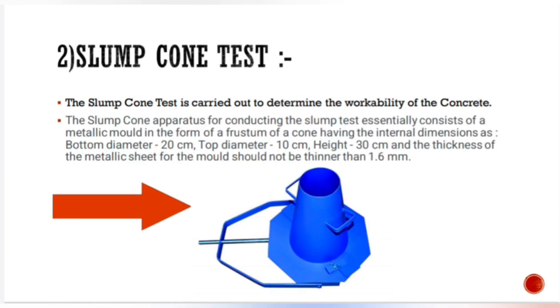Second, slump cone test. To check the workability of the concrete, this test is conducted. The dimensions of the slump cone apparatus are: the bottom diameter is 20 centimeter, the top diameter is 10 centimeter, and the height is 30 centimeter.